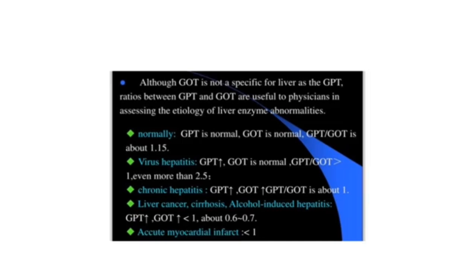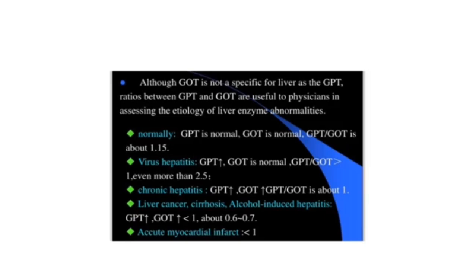Another condition where AST will be higher than ALT is in a case of acute myocardial infarction. So there are two reasons that you give: acute myocardial infarction and alcohol-induced hepatitis. In these two cases, AST is usually higher than ALT. These are the two pathological conditions associated with increased AST greater than ALT.